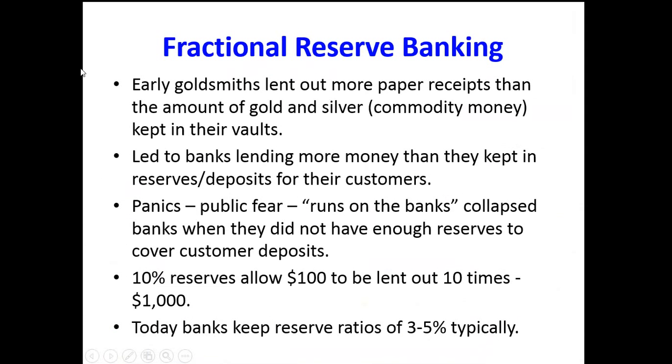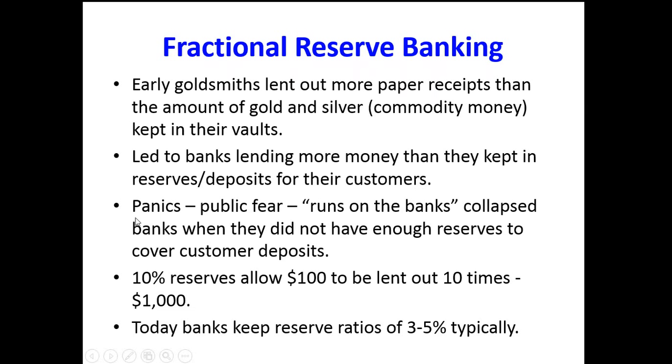What's that? Early goldsmiths would lend out paper receipts, and they would keep track of the gold and the silver, the actual commodity money. Paper receipts were fiat money, just paper money. It had value because you and I said it does. The dollar bill has value in the U.S. because our federal government says it has value. The goldsmiths would keep the money in their vaults. They'd lend out the paper receipts, and it led to the creation of banks lending out paper receipts, and banks lending more money than they actually kept in reserves or deposits for their customers.